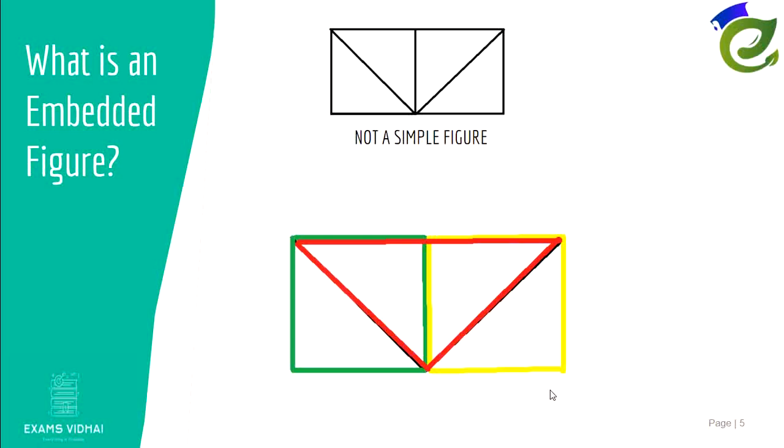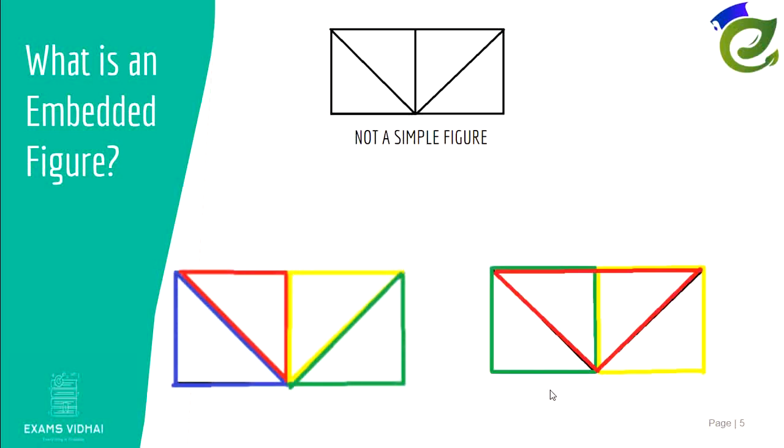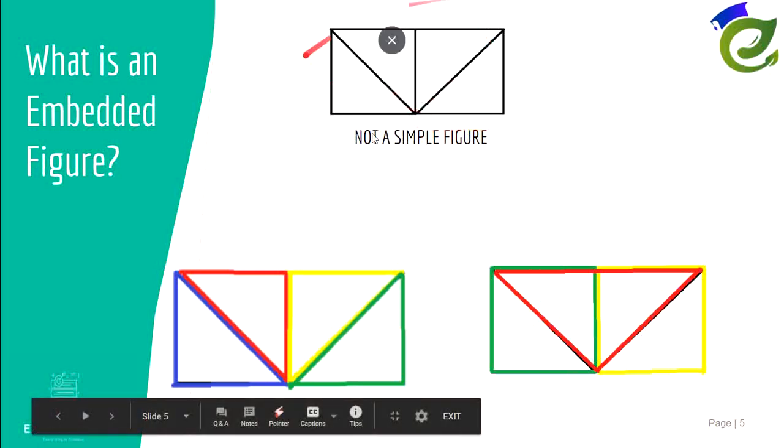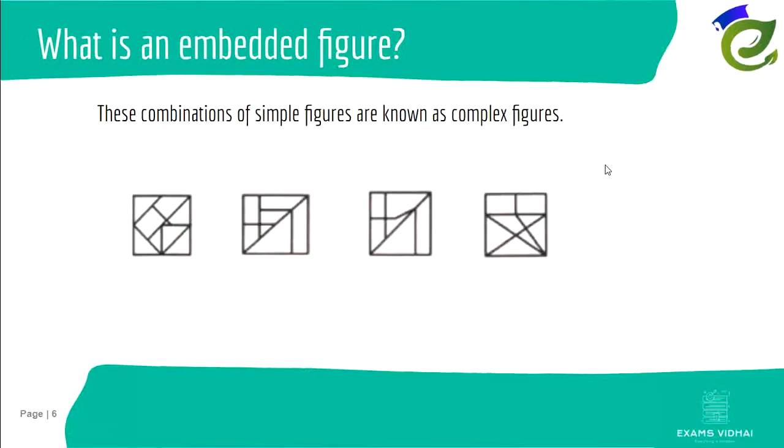In this way, the above figure can be represented as a combination of different simple figures. These combinations of simple figures are known as complex figures. So, this particular figure is a complex figure and it's not a simple figure. That is the same thing which we discussed earlier: the combinations of simple figures are known as complex figures.